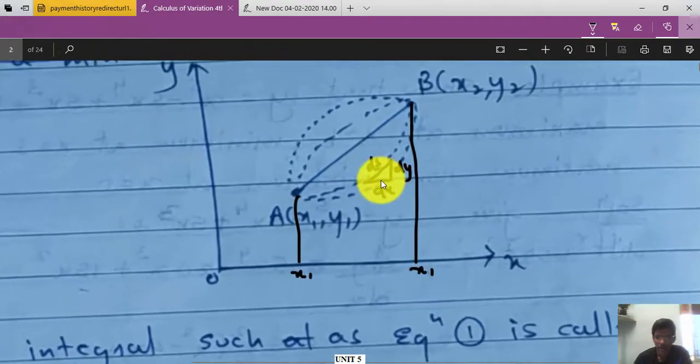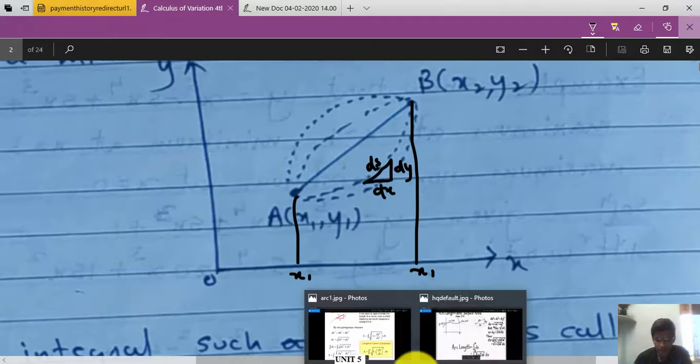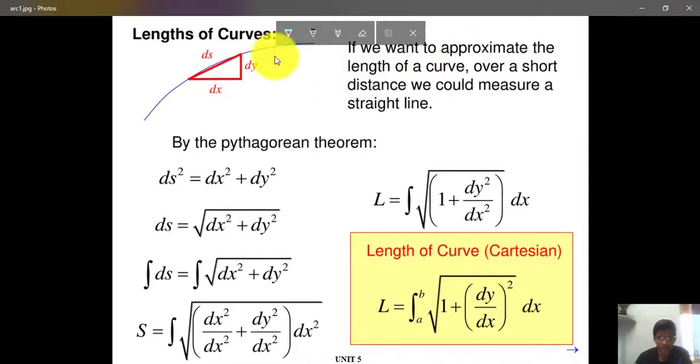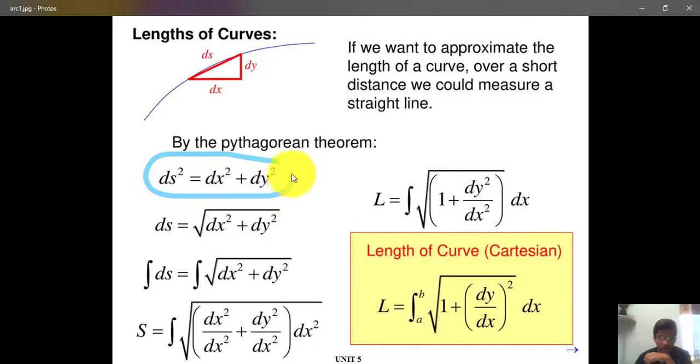Now this ds by dx, let me show it. So see here, this is how we are doing it. This is my curve, that is the length of the curve. If we want to approximate the length of the curve over a short distance, we could measure a straight line, right? Now by Pythagoras theorem, ds square is equal to dx square plus dy square. So ds is equal to the square root of dx square plus dy square.